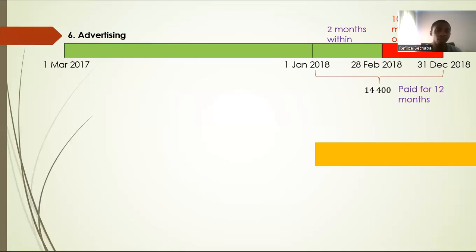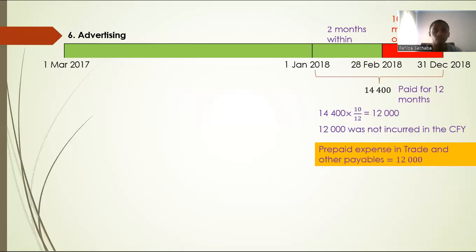So we prepaid it. In essence, the advertising agency that we paid still owes us the services for another 10 months. So we're going to calculate what we don't need. So we don't need 12,000 in the current financial year. So we need to record it under trade and other receivables as prepaid expense. Please note that there's 12,000 to be removed from our advertising expense.